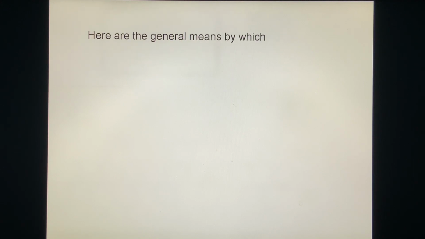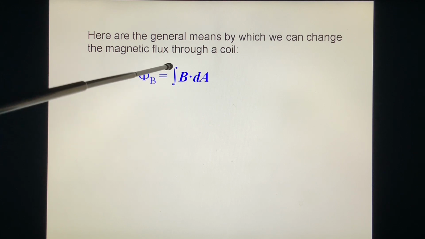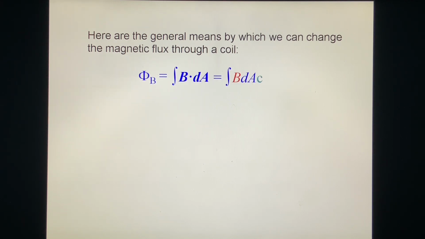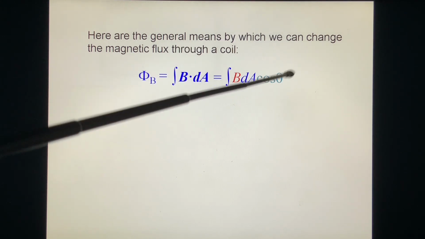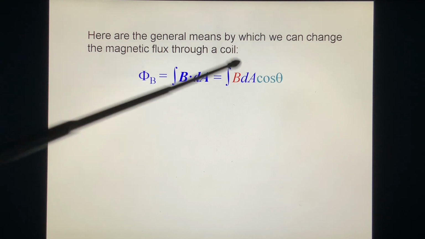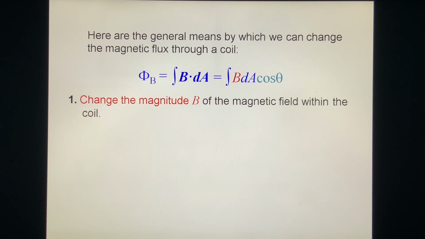Here are the general means by which we can change the magnetic flux through a coil, because it's defined as Φ_B equals the integral of B dot dA. B dot dA is B dA cosine theta, where theta is the angle between B and dA. So first, look at B: changing the magnitude B of the magnetic field within the coil.